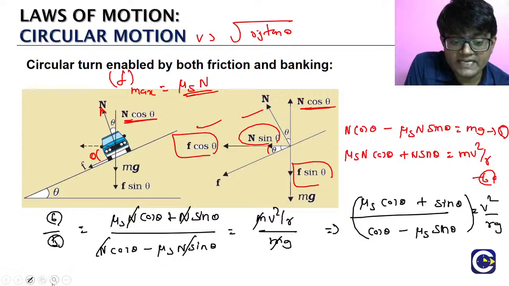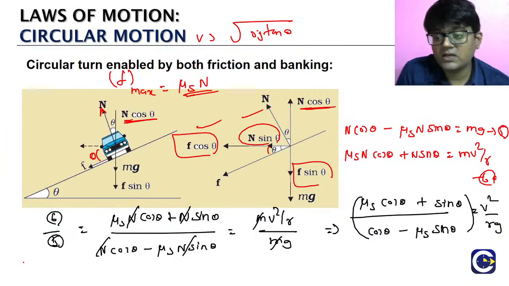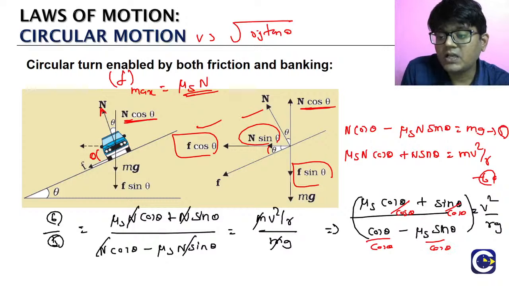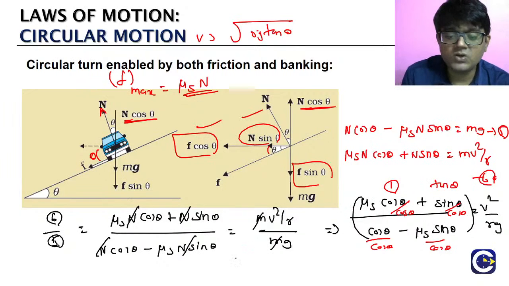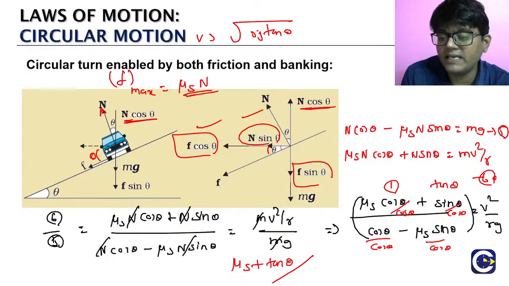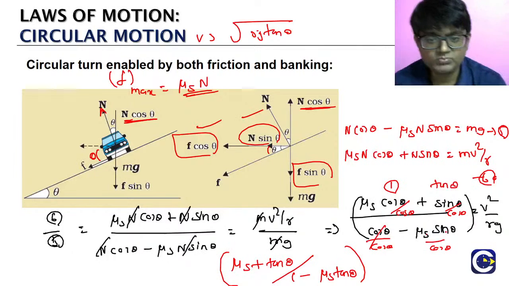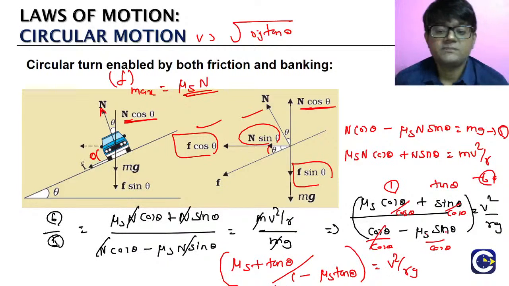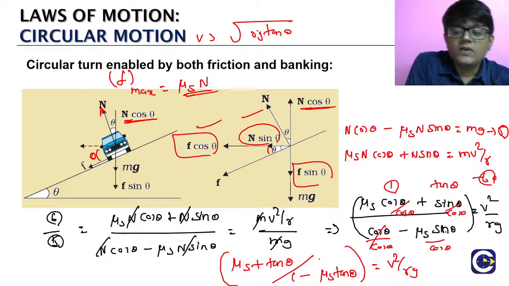We'll divide the left hand side, numerator and denominator, by cos theta. Cos theta by cos theta is 1. Sin theta by cos theta means tan theta. So mu s plus tan theta divided by 1 minus mu s tan theta, since cos theta by cos theta means 1 and sin theta by cos theta means tan theta. Mu s plus tan theta by 1 minus mu s tan theta is equal to v square by rg. Okay, so which means v square is equal to what?